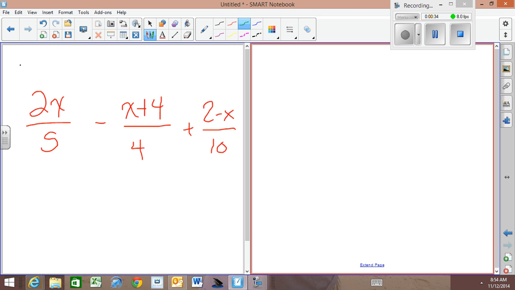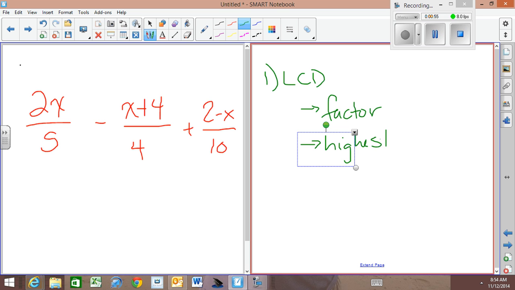The first thing you have to do is figure out what common denominator you want to rewrite the fractions with. You can use any common denominator, but if you use the least common denominator, it will make it easier because all your numbers are smaller. The way you find the least common denominator is you factor all the denominators, and then you keep the highest power of every factor that appears.